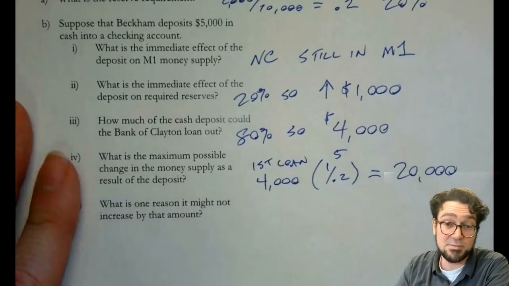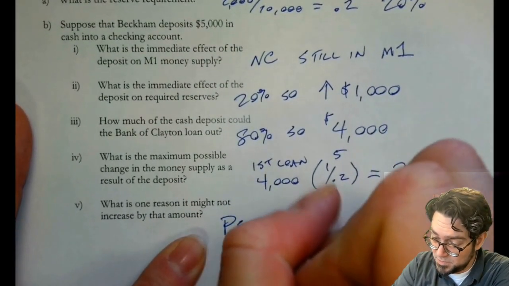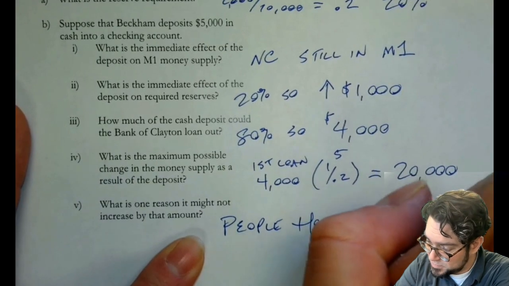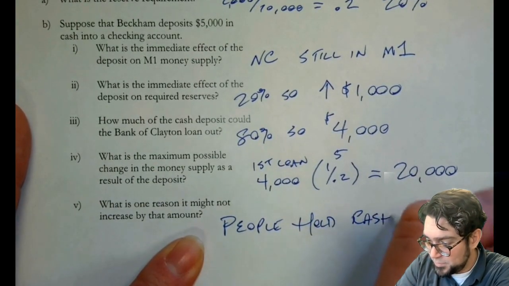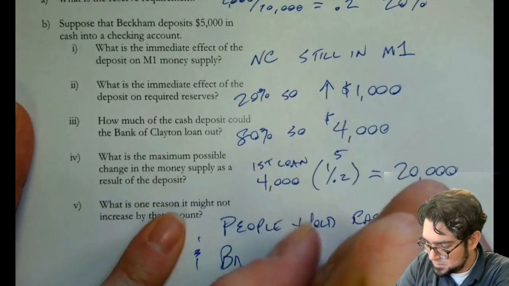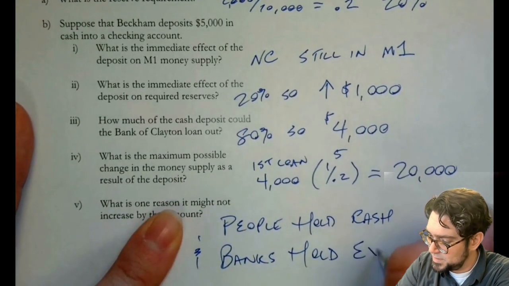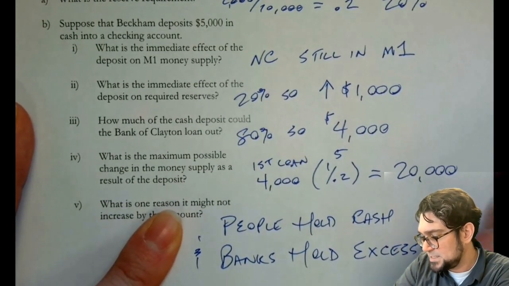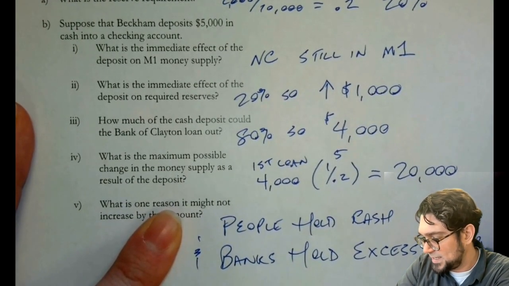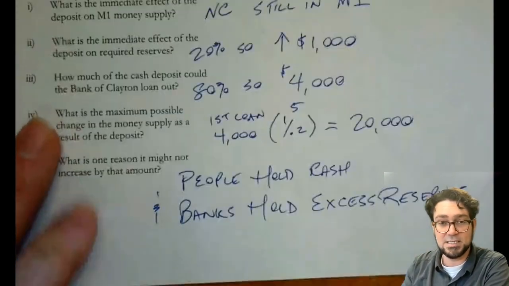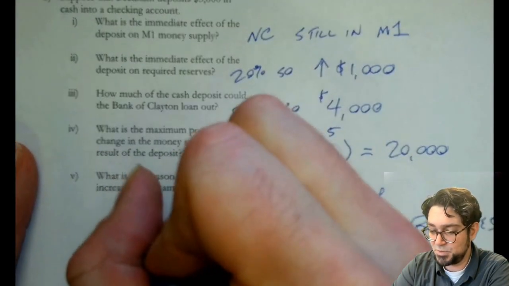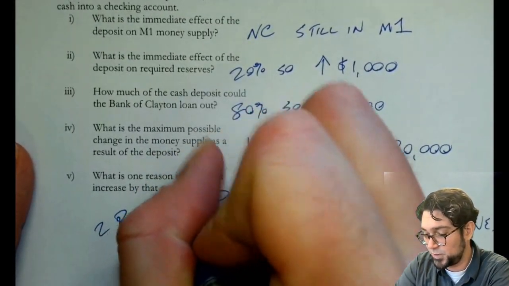And what's one reason that it might not go up by that much? People hold cash and banks hold excess reserves. So there's 2 reasons here. It's basically 2 things that would prevent the money supply from expanding as much as we would expect, right? So 2 reasons for you right there.